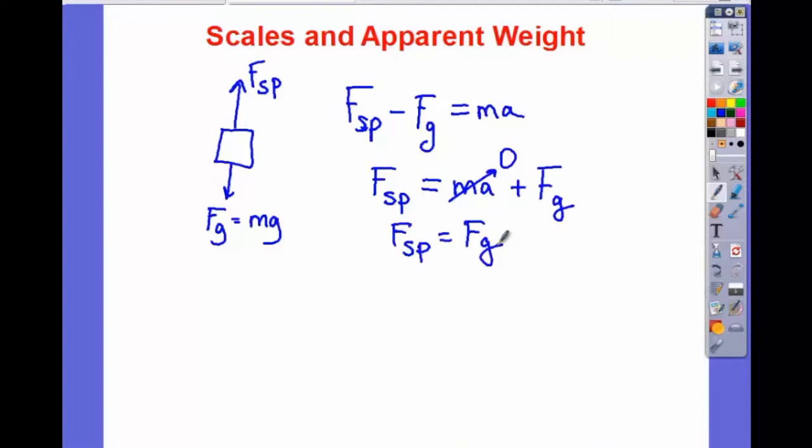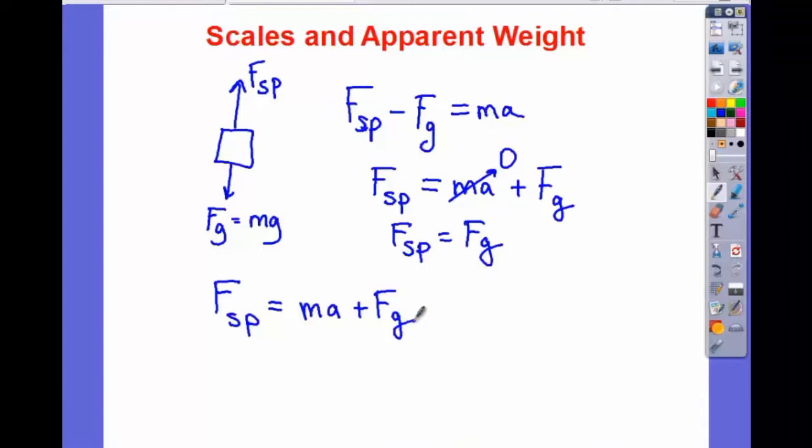We will be using spring scales this year. Some of the scales in your home would be using springs. So we typically call that the spring force. However, what if the scale itself is accelerating? So if I take my equation, the spring force, which is the reading on the scale, is equal to ma plus Fg, then I could see how a scale could read something that is not my weight.